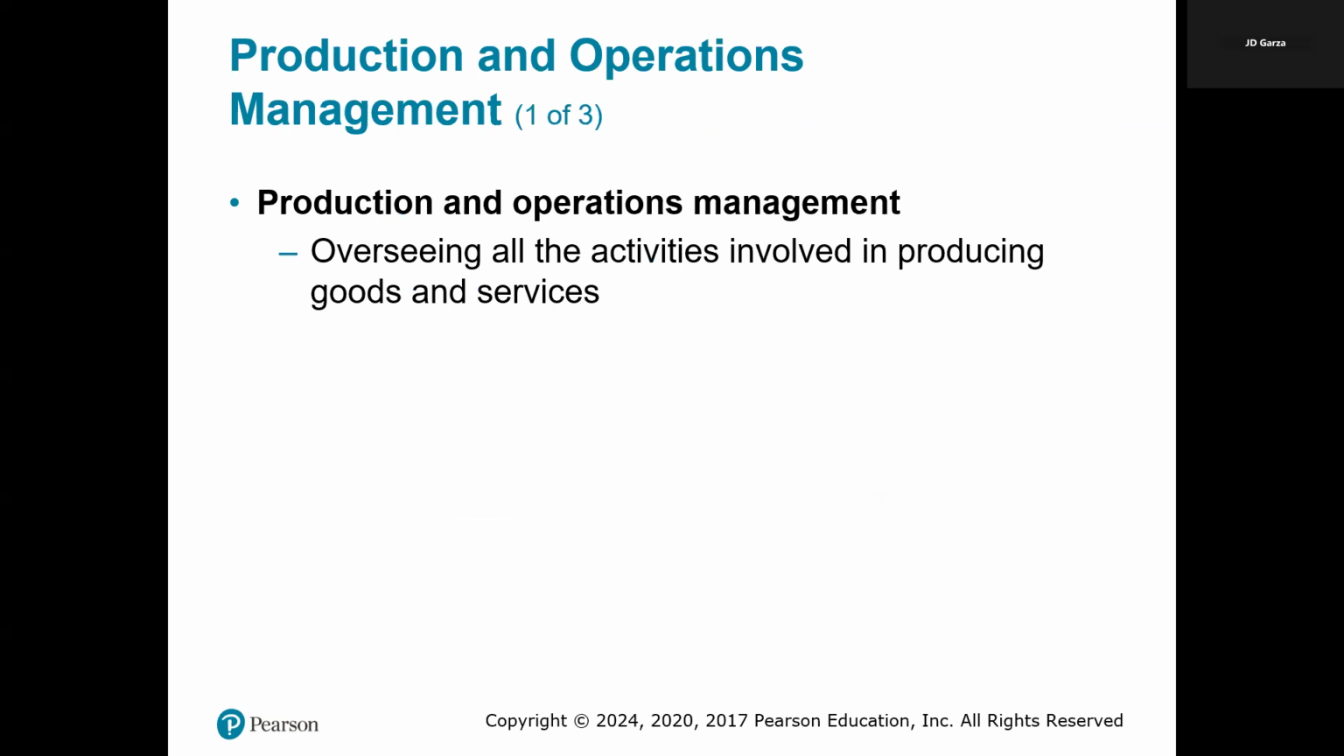Then we run into production and operations management. This is fundamental to every organization. It involves overseeing all activities necessary to transform those raw materials into finished goods or even services. And this role covers everything from planning production schedules, even managing those resources, to ensuring the quality and maintaining efficiency throughout the process.